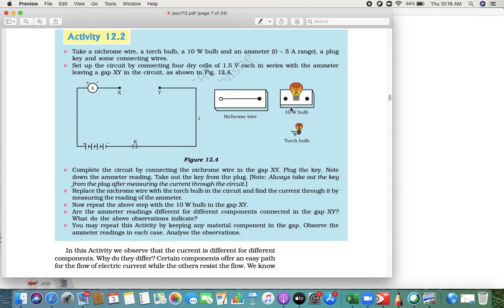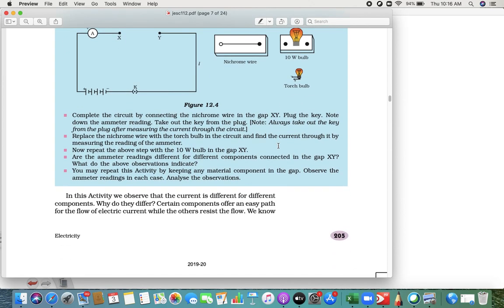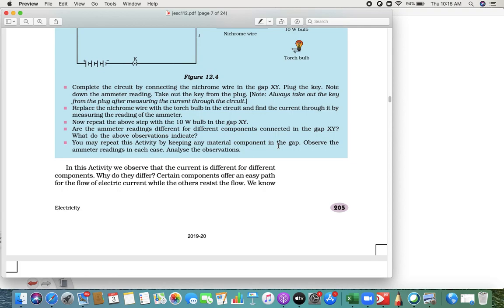So basically, what they are doing is putting different things in, and measuring the current with the help of the ammeter. Next, they repeat the above activity for a 10 volt bulb, and what do they see? In each one they will get a different current.